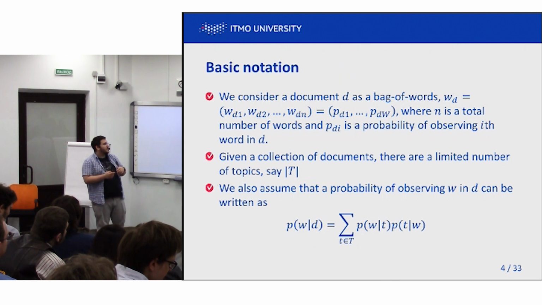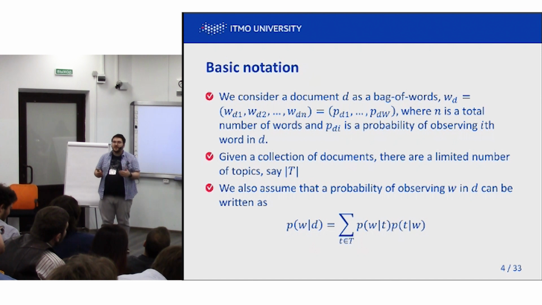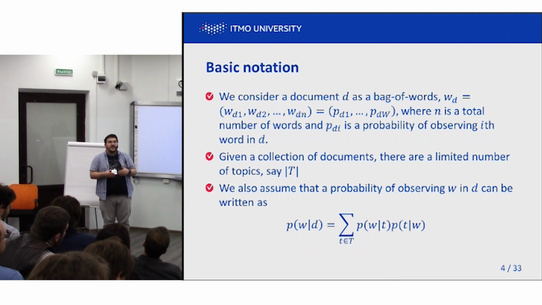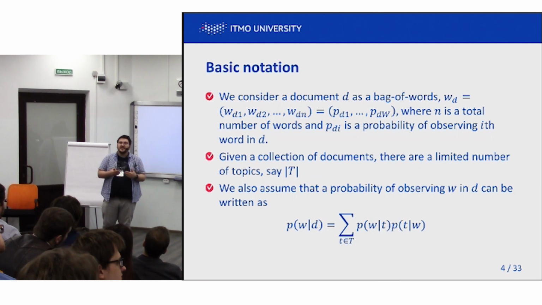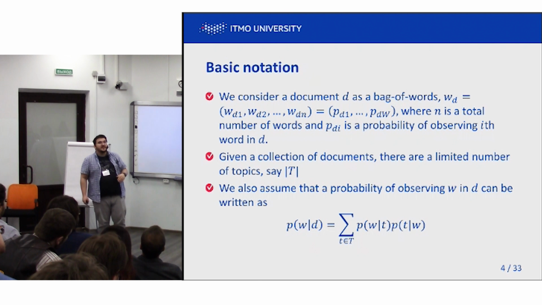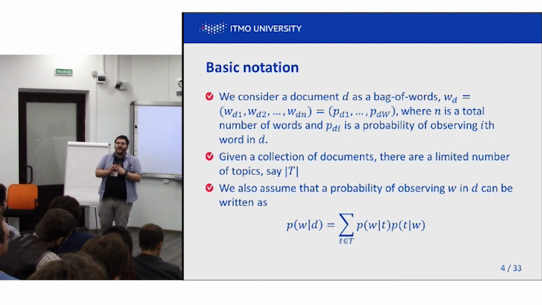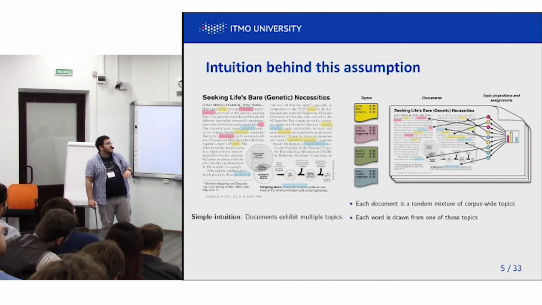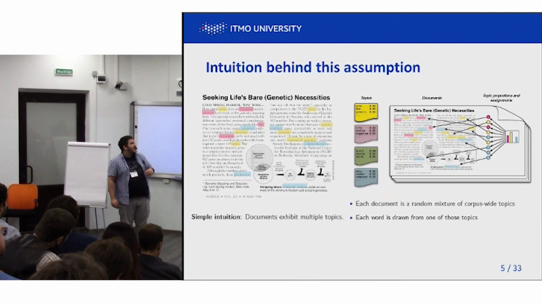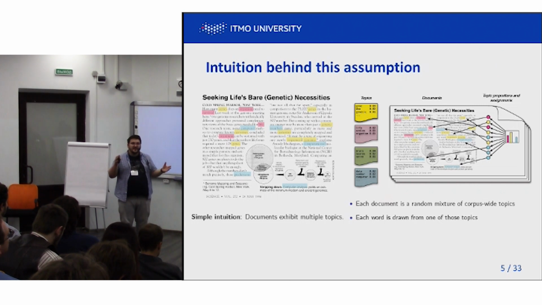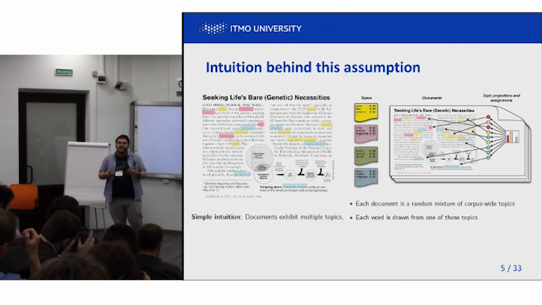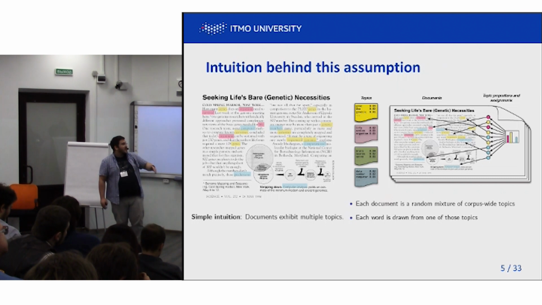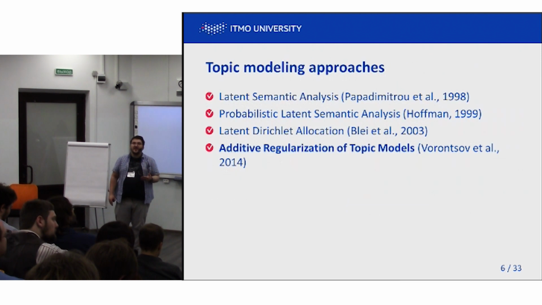With more notation, we consider that a document consists of words, but we skip the order, so we say that the document is a bag of words. Then we suggest that a collection of documents has a limited number of topics, and we assume that all words are generated only by topics, and each document is described by several topics. The intuition for this is presented in the picture with a very famous figure. So we suggest that a document contains several topics, and the probability of observing each word in the document depends only on how probable it is that this topic is present in this document, and how probable it is that this topic will spawn this word.